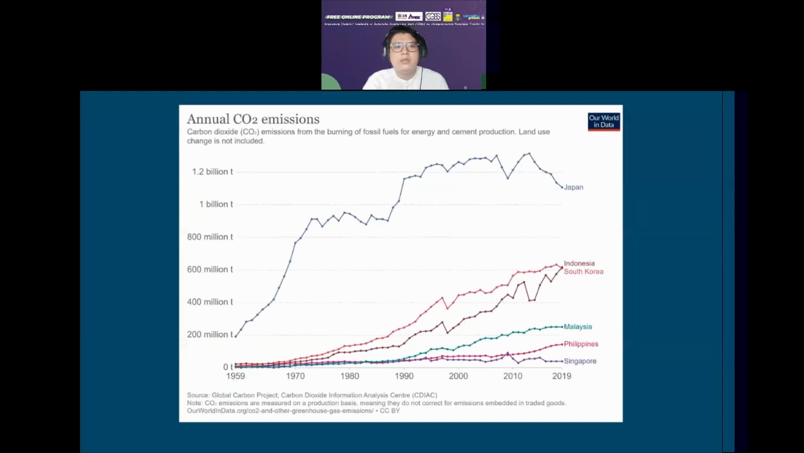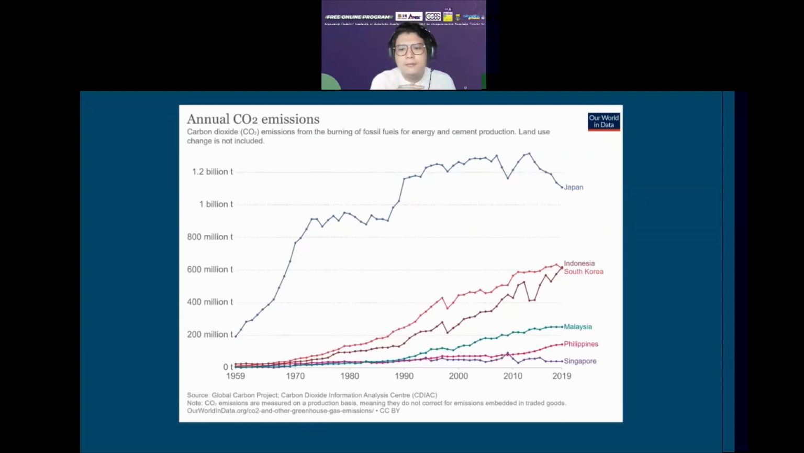This is the annual CO2 emission from the year 1959 up until 2019. You can see Japan, the Asian country in the lead with 1.2 billion tons of CO2 emission produced, but those numbers have reduced since the year 2010. So Japan has been efficient in reducing their CO2 emission. But you can see in Malaysia, it's steadily going up.